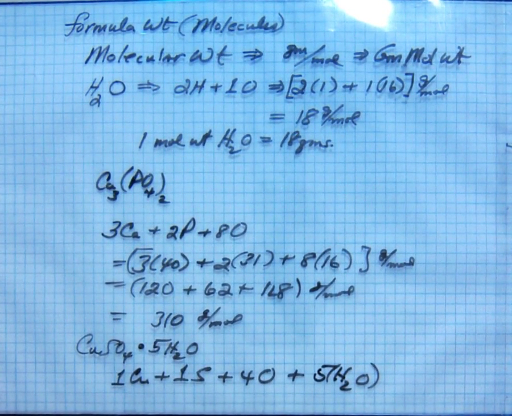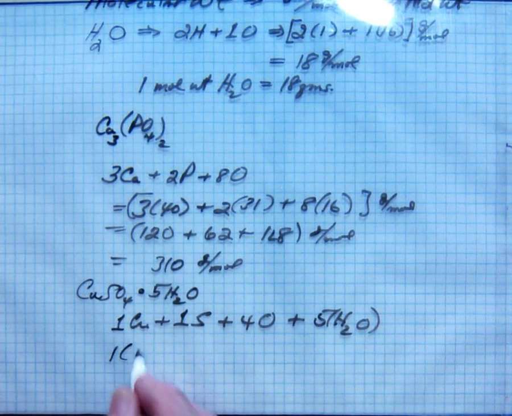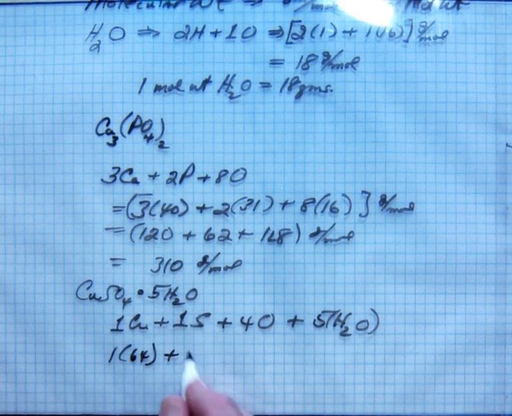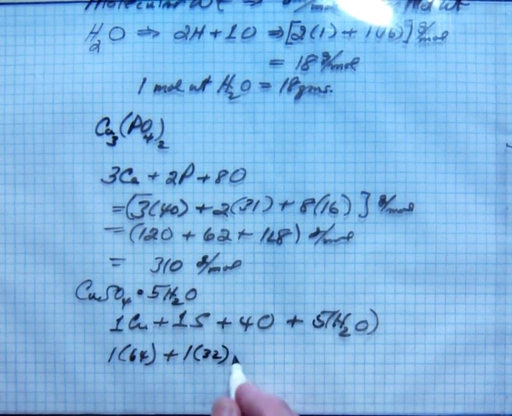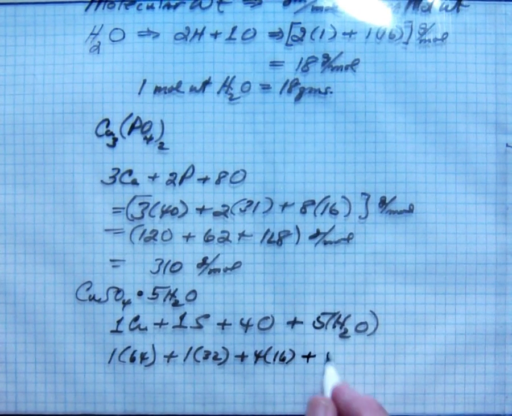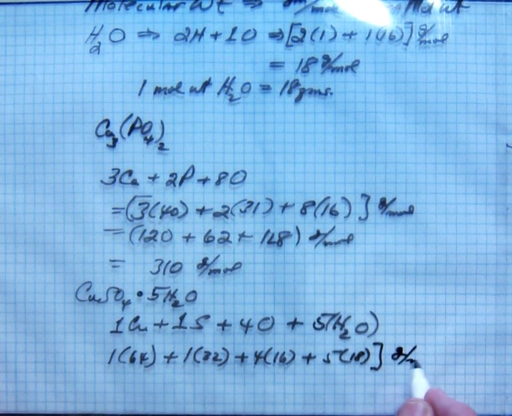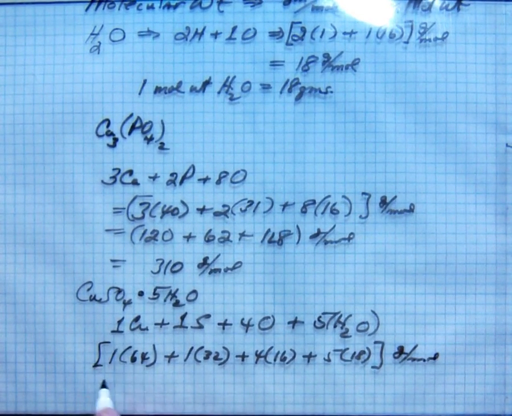16 and 2 is 18, so why don't we just stuff it in that context. And let me see what copper is. You will all have, of course, the periodic table available to you. Copper is 64. We'll go 1 times 64 plus 1 times 32 plus 4 times 16 plus 5 times 18. Everything works out to grams per mole, as you would expect.